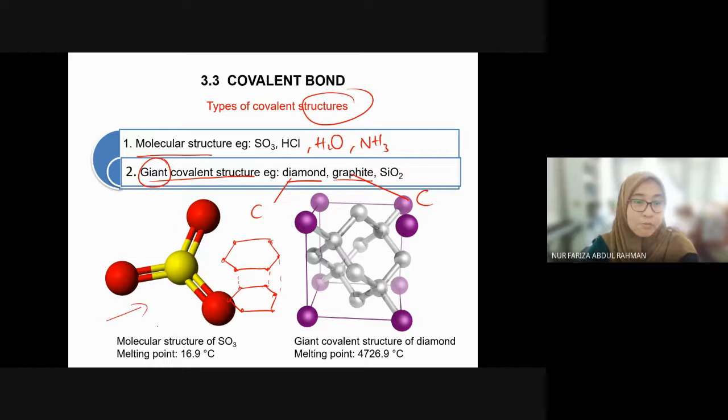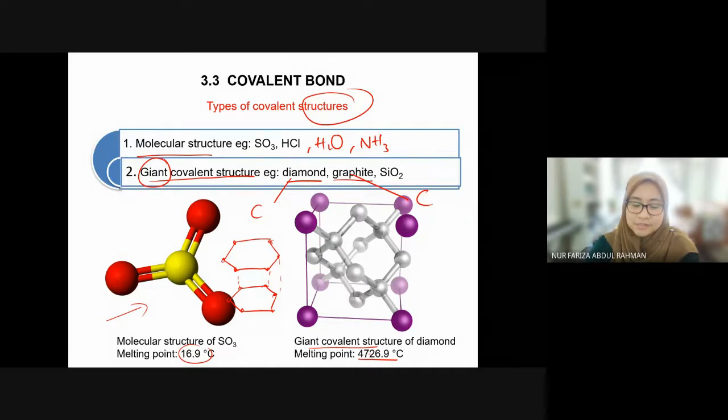This is the normal one, SO3. The melting point, as you can see, is much lower compared to the giant covalent structure of diamond. Can you see? 4,000 and above. Graphite is much lower than this one.